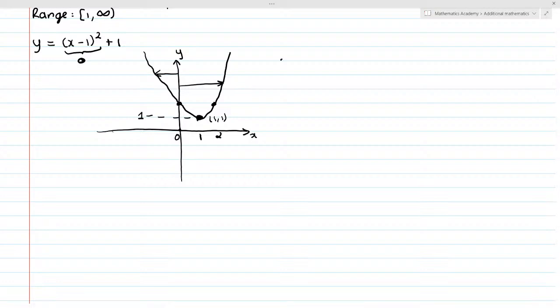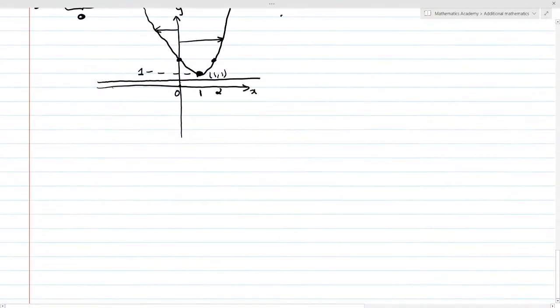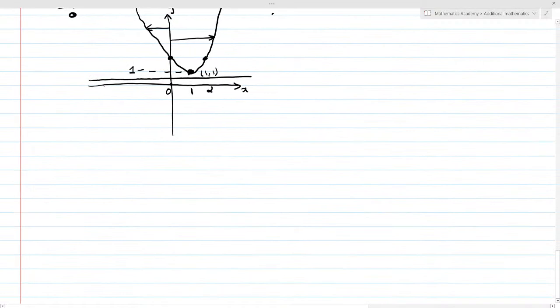In fact, any value strictly below 1 is not in the range, because you can also use the horizontal line test here. If you draw a horizontal line below 1, it will not intersect the curve, and therefore that value of y will not be in the range. And so in this case, the range again is all the values of y greater than or equal to 1, which is 1 to infinity.